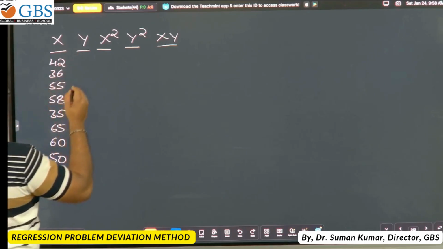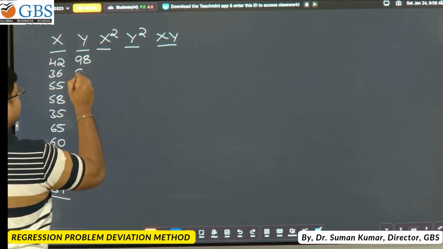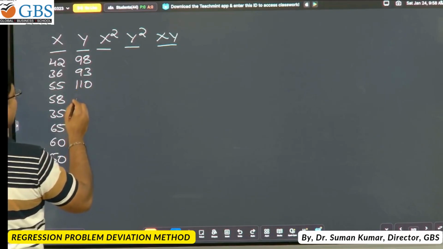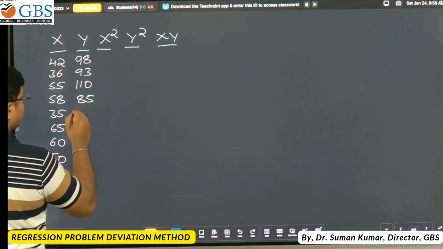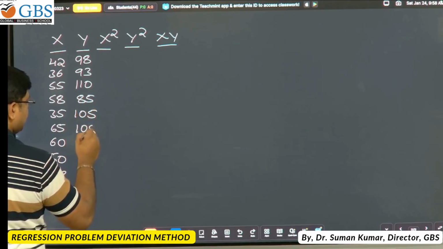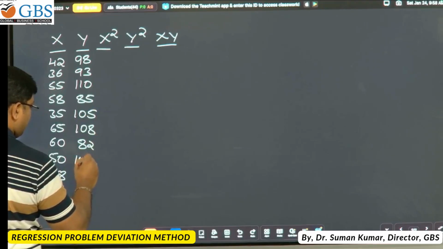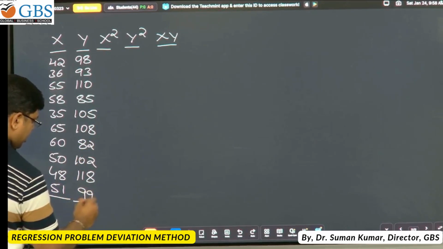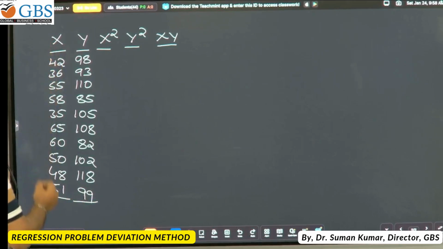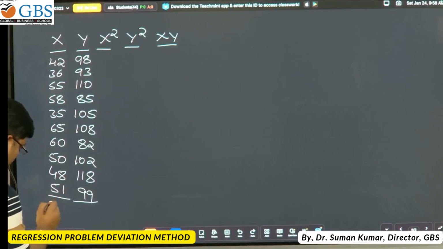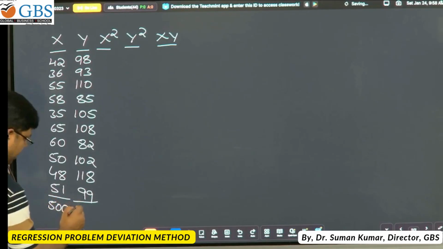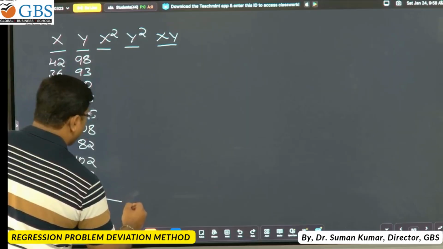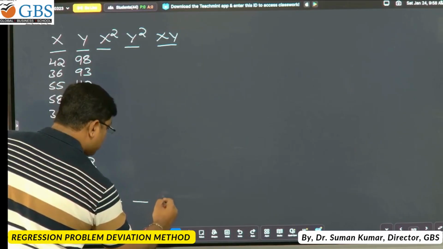Y values: 98, 93, 110, 85, 105, 108, 82, 102, 118, 99. Total of X is 500, total of Y is 1000. Okay, X square. So find out Y square, and find out XY.